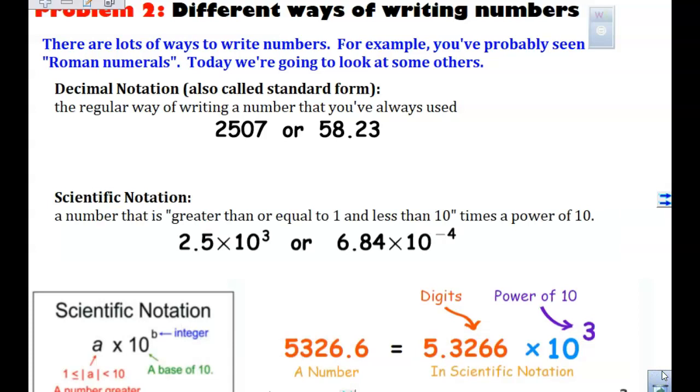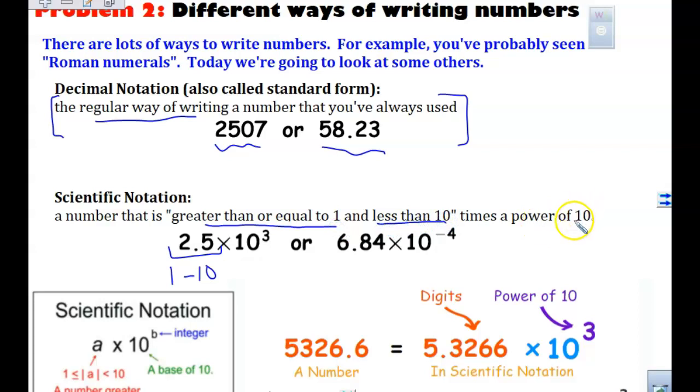Scientific notation is when you have a number that's greater or equal to 1 and less than 10 times a power of 10. So please make sure in those 2 boxes in your notes that you fill these 2 things in. The regular way of writing numbers, give your examples. Scientific notation. Key thing, this number is between 1 to 10. It will never be 10, it could be 1. So it's going to be between 1 and less than 10. So notice it says greater or equal to 1 and less than 10 times 10 to a power.